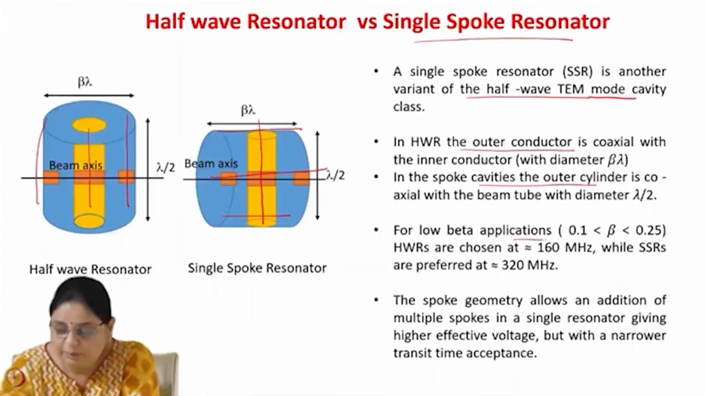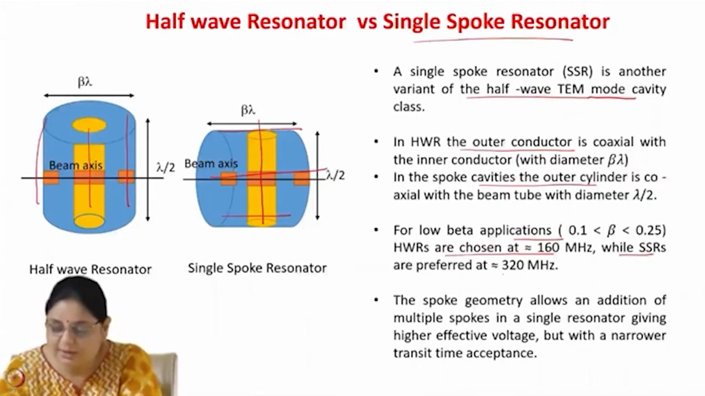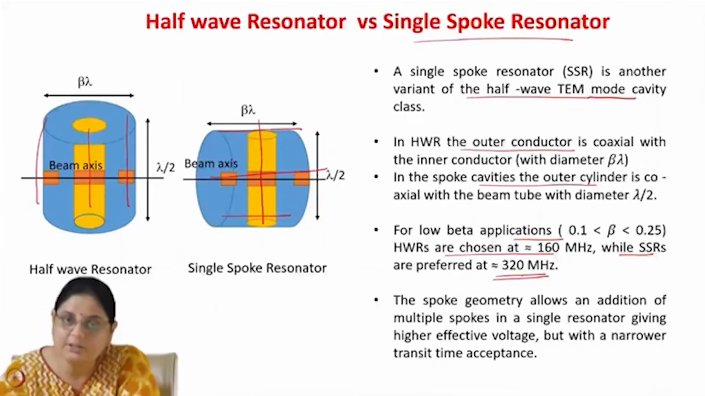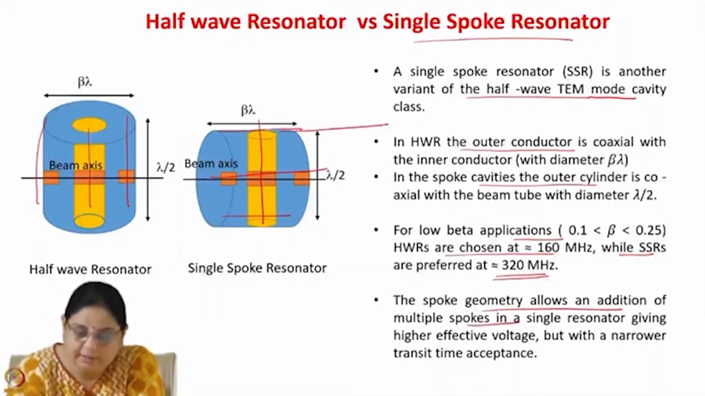So for low beta applications, half wave resonators are chosen. Half wave resonators operate at lower frequencies, while SSRs can operate at slightly higher frequencies to accelerate particles to slightly higher energies. Now, spoke geometry allows the addition of multiple spokes. You can extend this cavity and put in more spokes here.